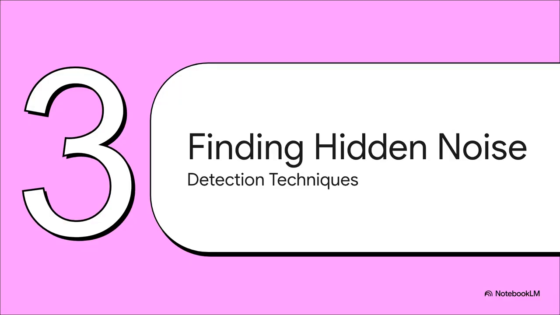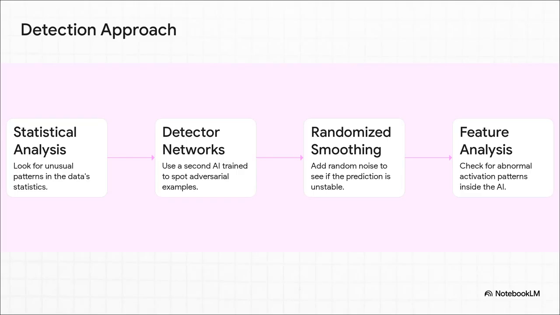Okay, so if this stuff is basically invisible, how in the world do you fight back against something you can't even see? Well, the first line of defense is this multi-step detection process. You can think of it like a digital CSI unit. First, they do statistical analysis, just looking for any weird patterns in the data. Then, you might have a second AI, a guard dog AI, if you will, trained specifically to spot these fakes. They can even do things like add more random noise just to see if the AI's prediction suddenly gets all shaky. It's all about finding those clues before any real damage is done.